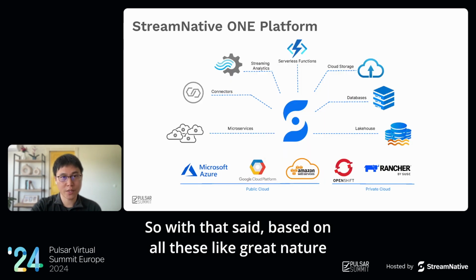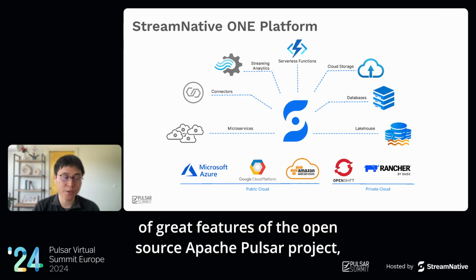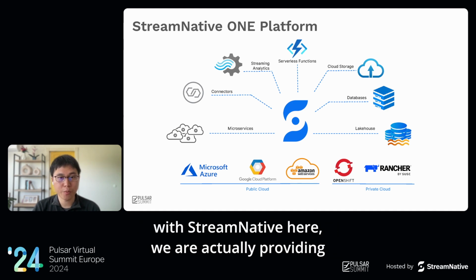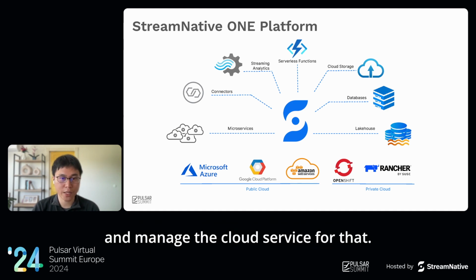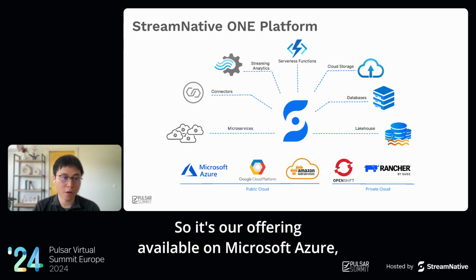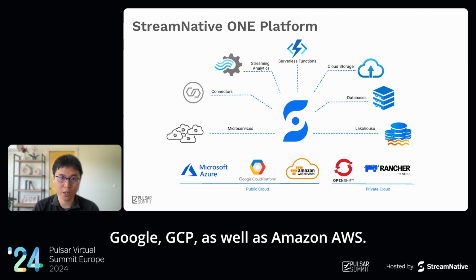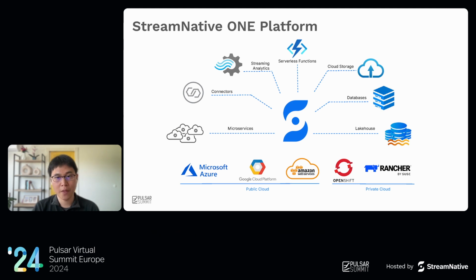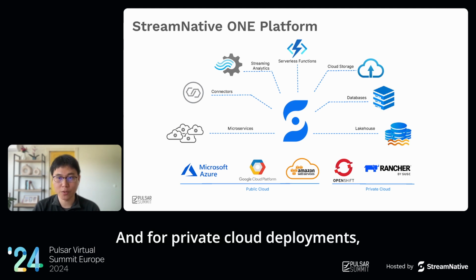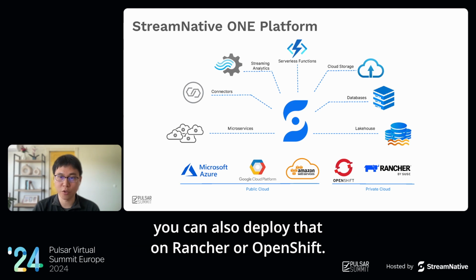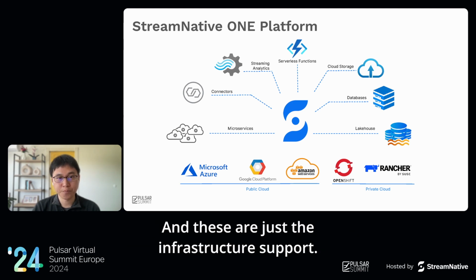So with that said, based on all these great features of the open source Apache Pulsar project, here at StreamNative we are providing a managed cloud service for it. It's our offering available on Microsoft Azure, Google GCP, as well as Amazon AWS. And for private cloud deployments, you can also deploy on Rancher or OpenShift. And these are just the infrastructure support.